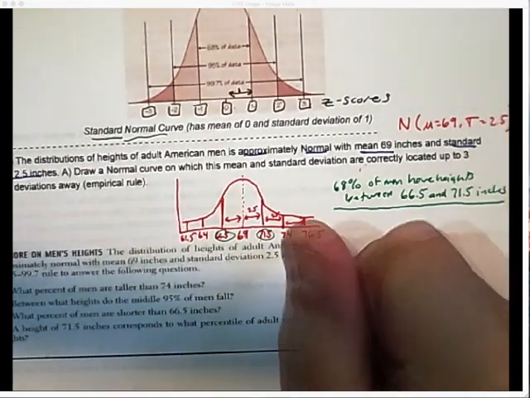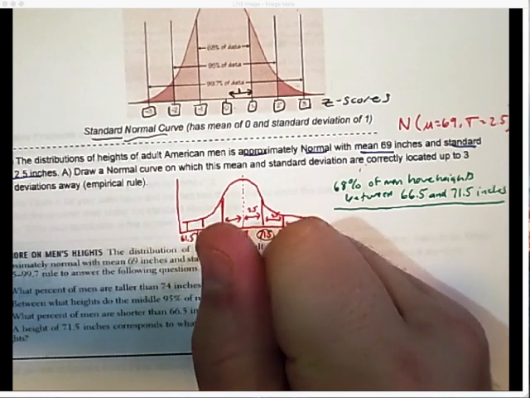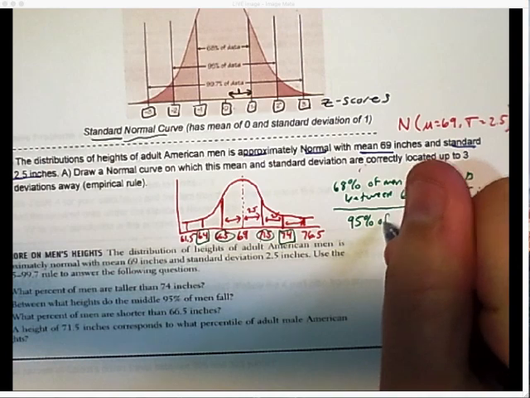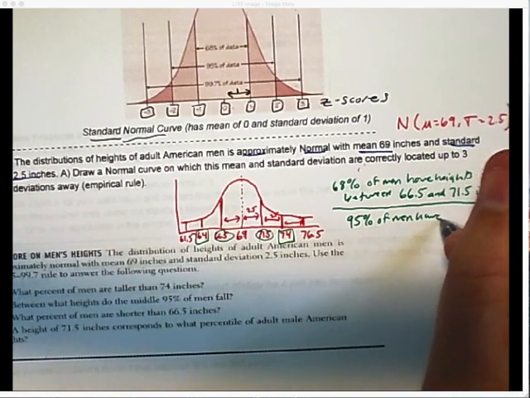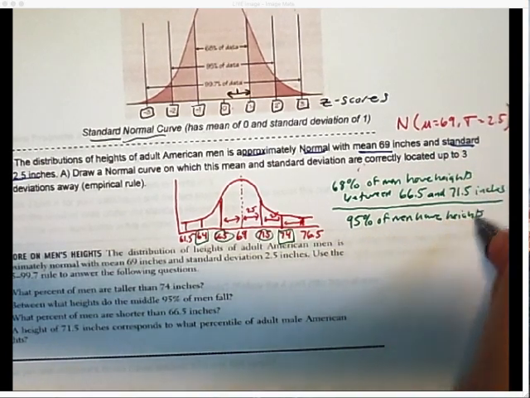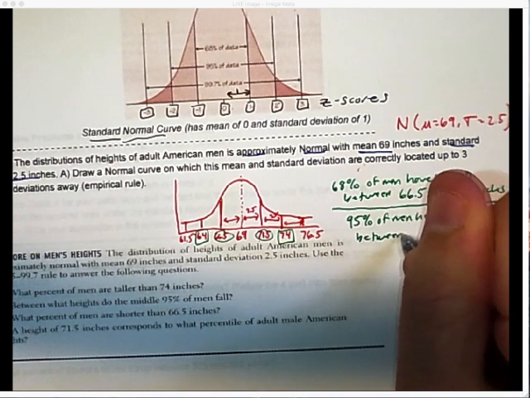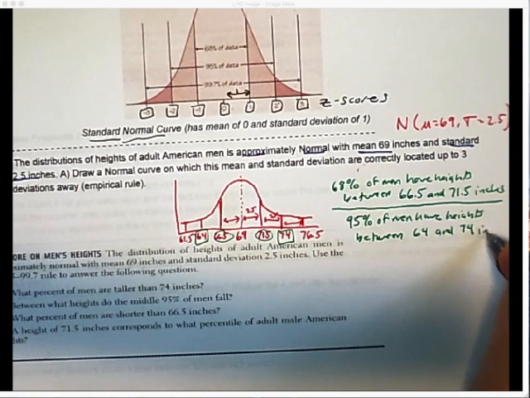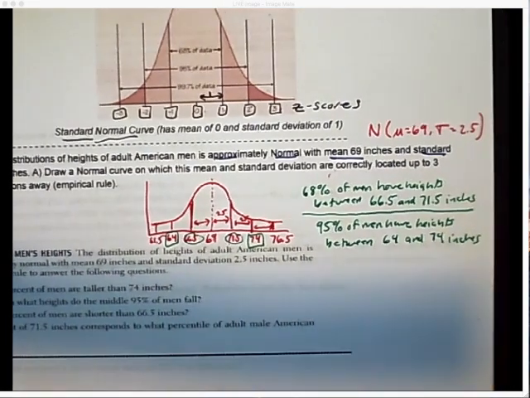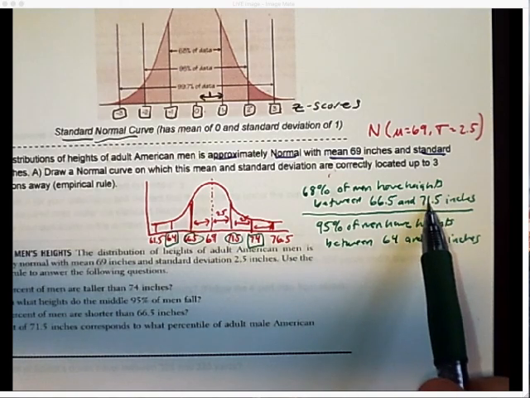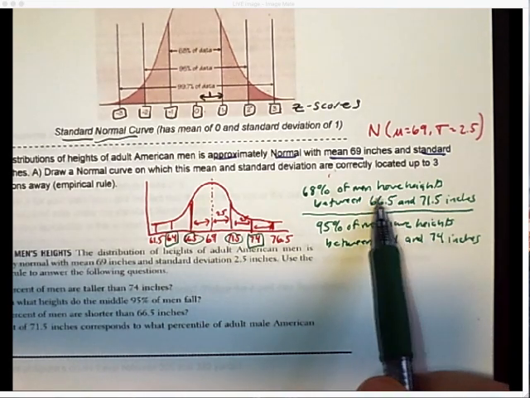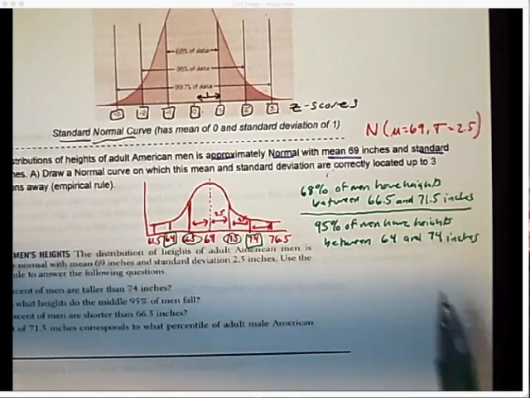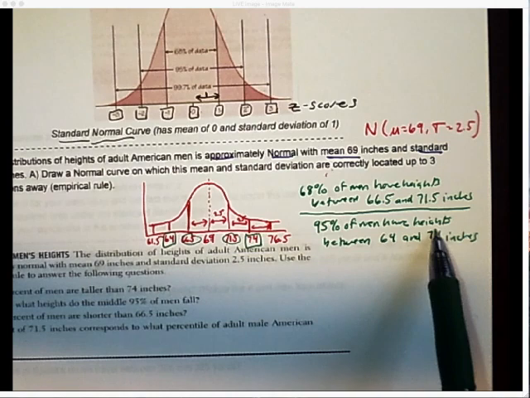All right, if we go out 2 standard deviations each way, then we can say that 95% of men have heights between 64 and 74 inches. If you want to know how tall this is, just a tad under 6 feet. This is 5'6.5", 5'11.5". This is 5'4" to 6'2".